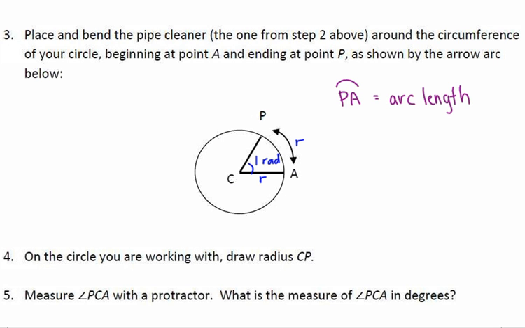Okay, so by definition, 1 radian is the angle when CA equals PA, arc PA. So our radius is equal to our arc length.